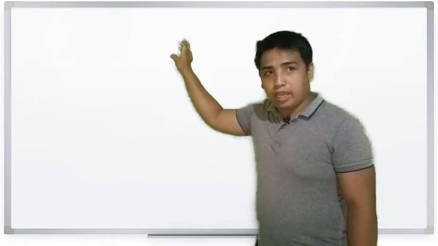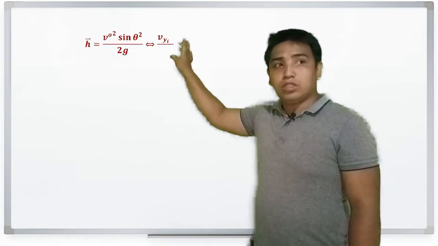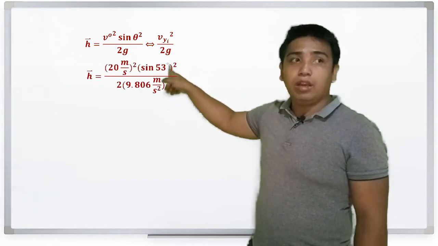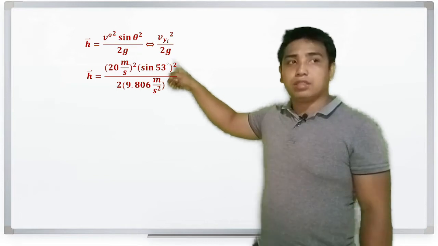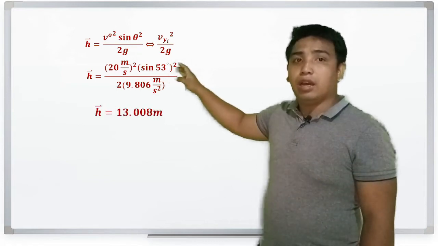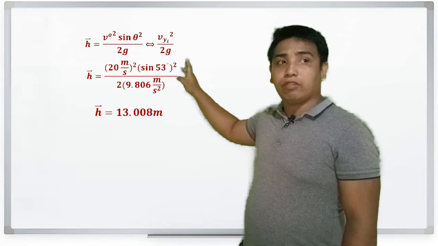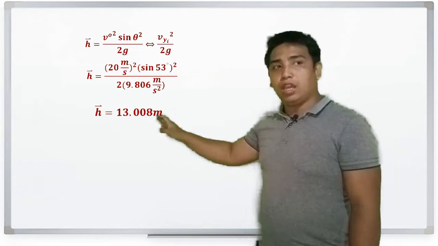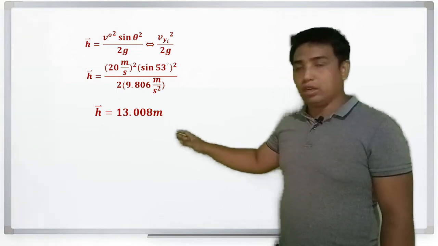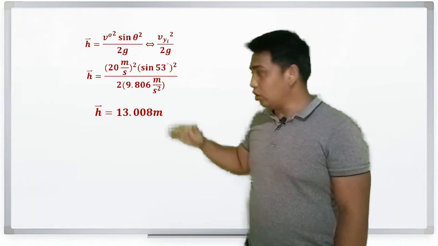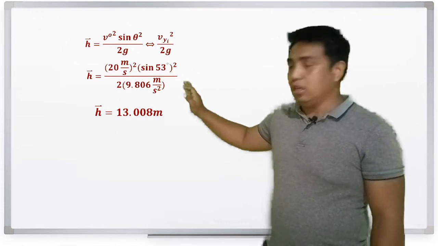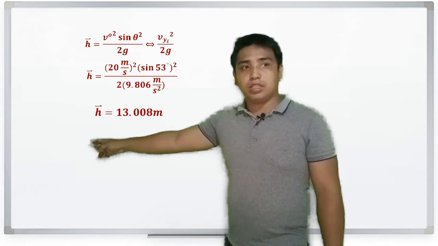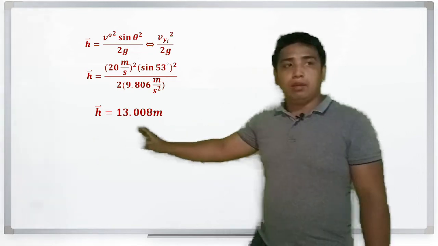I have my initial velocity, which is 20 meters per second, so there's no problem with that. I just have to substitute it right here, and I'm going to have 20 meters per second to the power of 2 times sine 53 degrees to the power of 2 all over 2 times 9.806 meters per second squared. When you execute this expression, the height reached by your ball is equivalent to 13.008 meters.